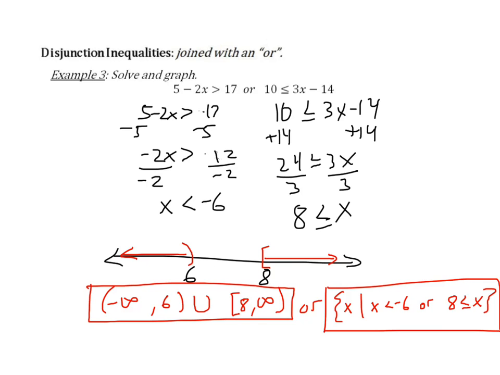And there you have it. So we have disjunction, solve them separately, and they end up staying separate. With our conjunction, we do the same thing, but we can kind of put them together in the end.